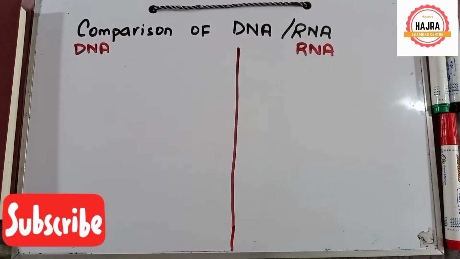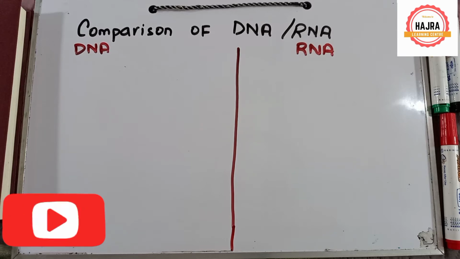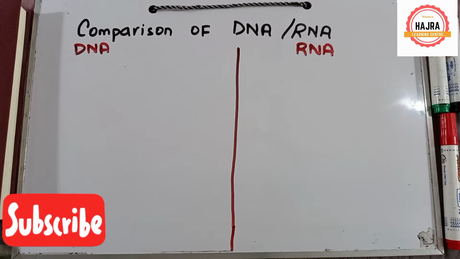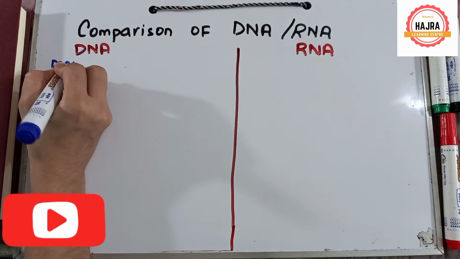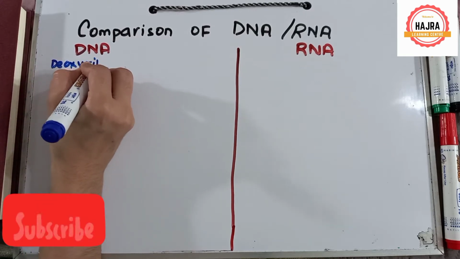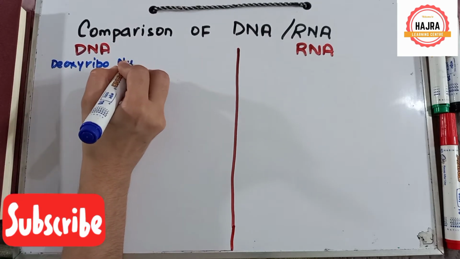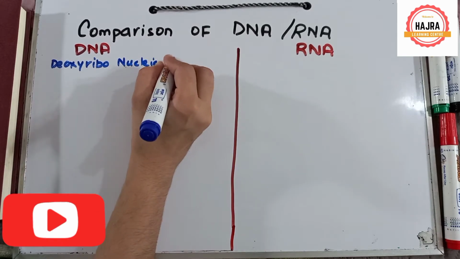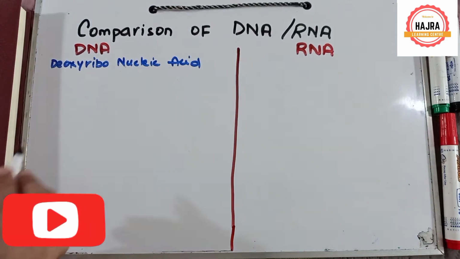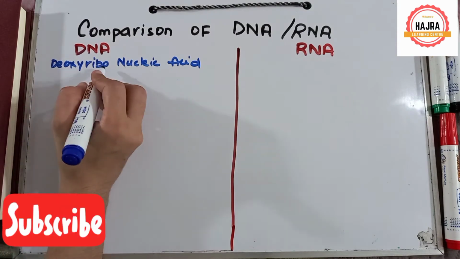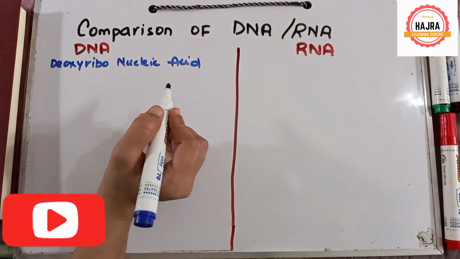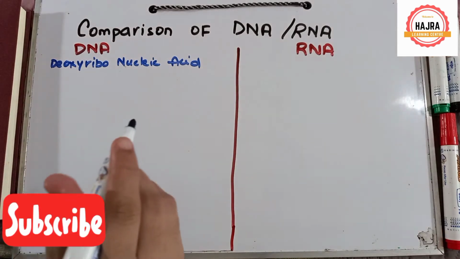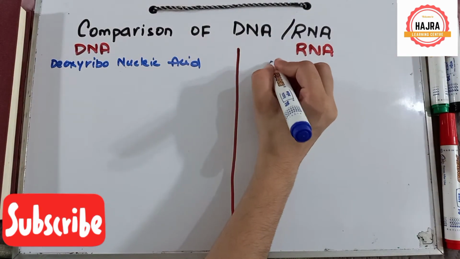In this video tutorial we will learn about the comparison of DNA and RNA. Let me tell you their full forms. DNA means deoxyribonucleic acid. This is the full form of DNA. And let me tell you the full form of RNA: ribonucleic acid.